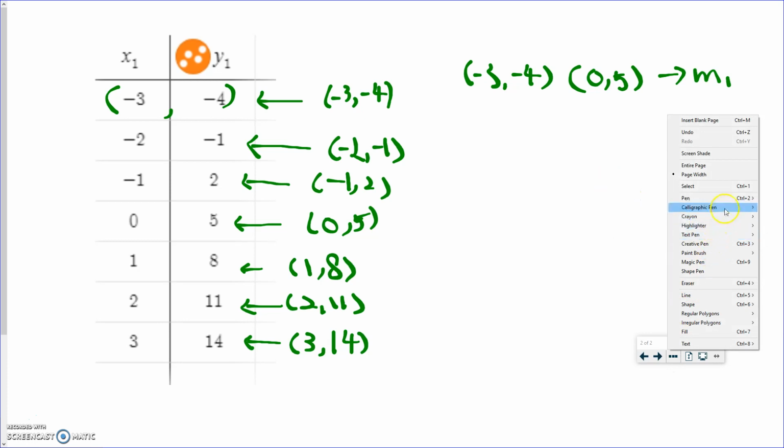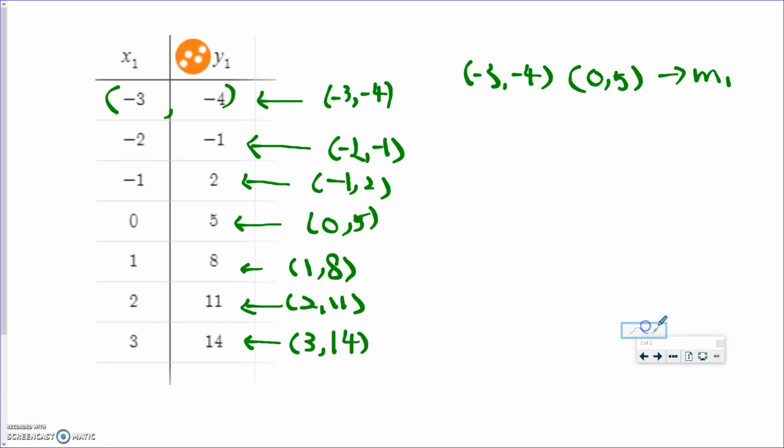Because I'm not sure if they're going to be the same. I want to show you that they should be the same. So let's say another set. I'm not going to pick the overlapping one. I'm just going to pick (1, 8) and (3, 14) as an example. We'll call it m2 this time because I really want to find out if I have this table of values, will I get 2 slopes that are the same?